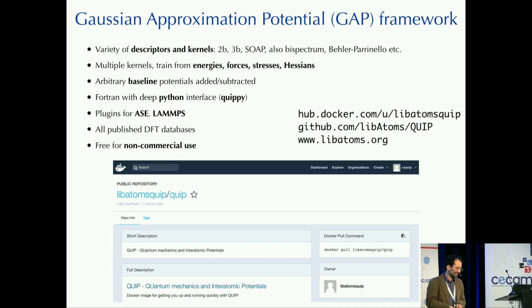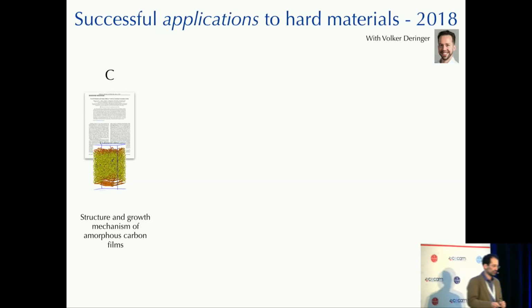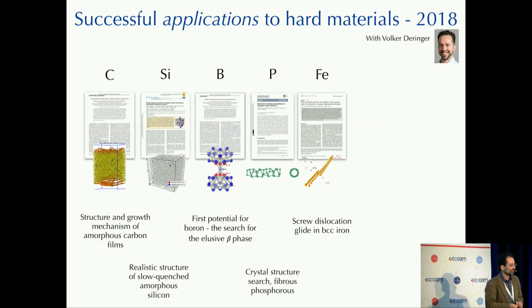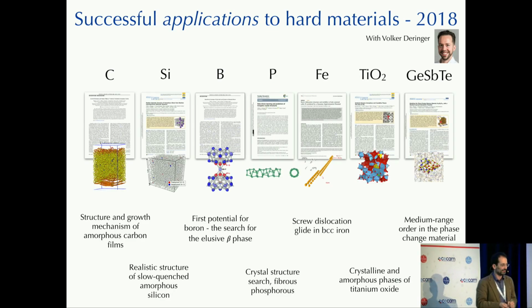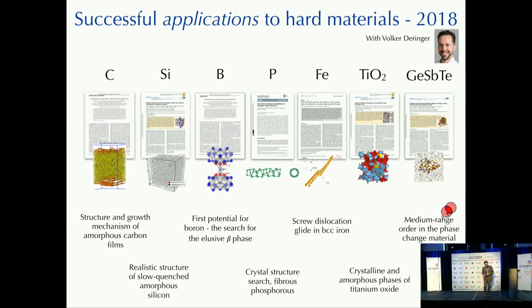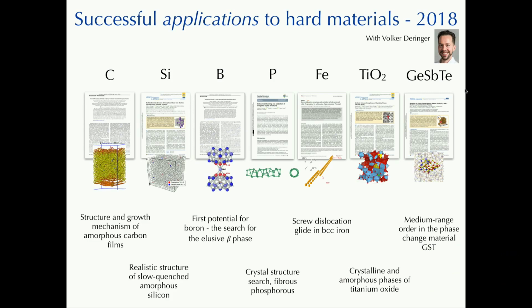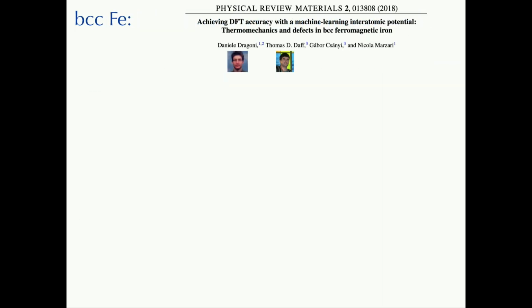This is a code that is available and is free for non-commercial use. And maybe this is the best slide to show you. So there are some successful applications to hard materials in 2018. Most of these were done with Volker Deringer. So the point to take away from this is that there are a very large number of different materials. The method that's been used is exactly the same, so you don't need to fine-tune anything for different systems. And you just crank these out. Different applications, not method development, but actually doing material science.